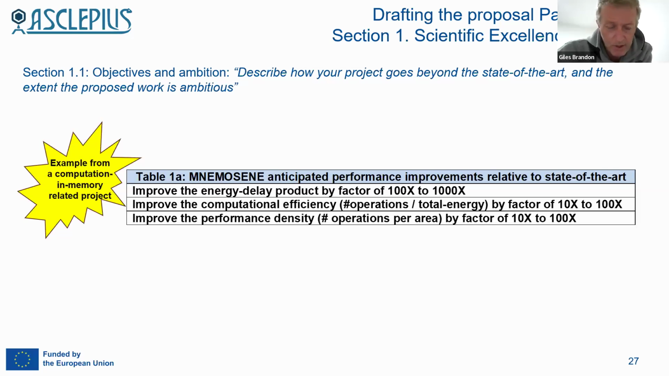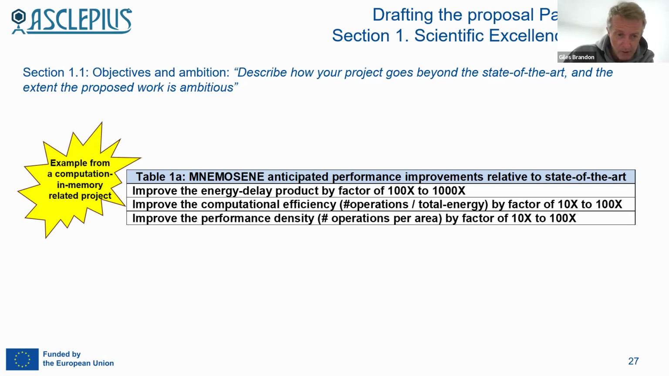Here's an example. You see this table. This was a proposal I did a few years ago called Nemosina. It was a research and innovation action. We had a budget of about 4.5 million. It was in an area of technology called computation in memory. Now, in their case, the principal investigator, the main scientist, was able to summarize the main objectives for the project in these quantitative indicators, these key performance indicators.